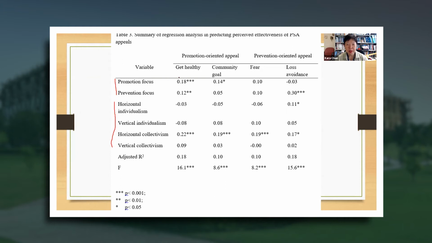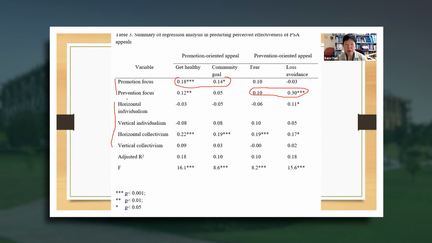We find that the 2 promotion-oriented appeals are significant, and among the prevention appeals, only the loss appeal is significant. So for H1, the first hypothesis, we find that it's supported. Those respondents who have a promotion focus will find the get-healthy and community goal appeals more effective.